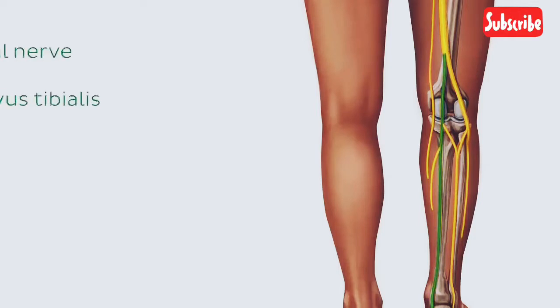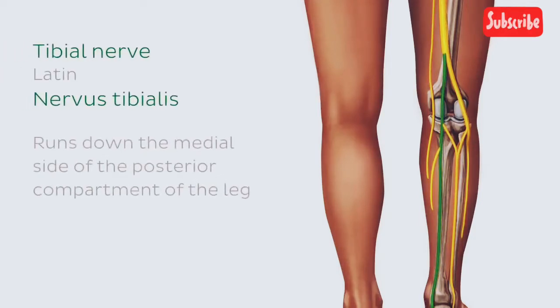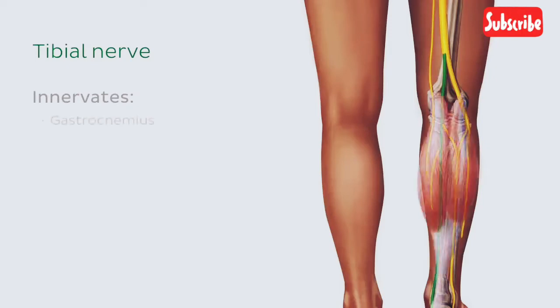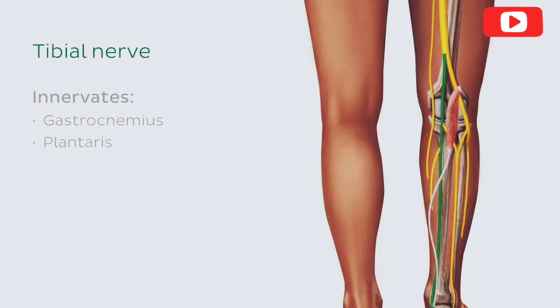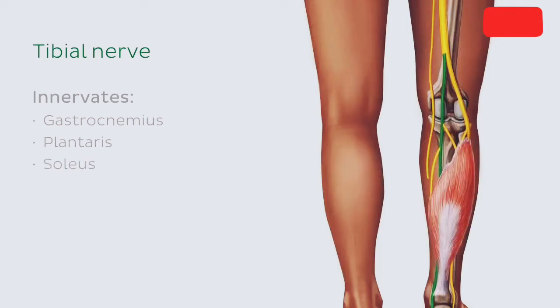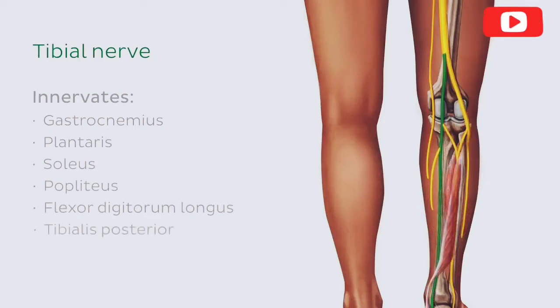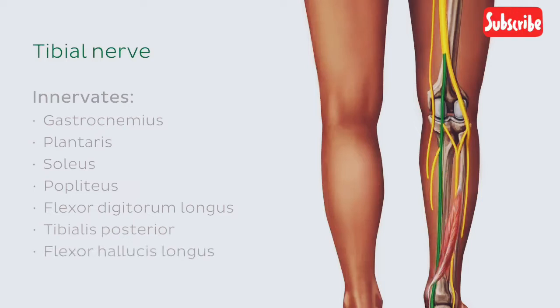Here we can see the tibial nerve, which runs down the medial side of the posterior compartment of the leg. The tibial nerve innervates all muscles in the posterior compartment of the leg, which are the gastrocnemius muscle, as well as the plantaris, the soleus, the popliteus, the flexor digitorum longus, the tibialis posterior, and the flexor hallucis longus muscle.